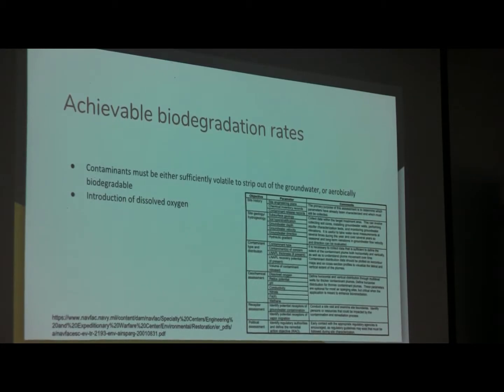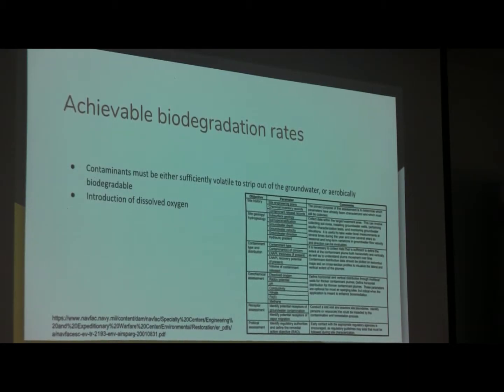And the next one is focusing on the biodegradation rates. This table lists the contaminants that are successfully removed via the air sparging process. In general, for this process to be effective, contaminants must be sufficiently volatile to strip out of the groundwater, and last but not least, aerobically biodegradable. In order to enhance the biodegradation, one can increase groundwater dissolved oxygen concentration, and for the sites that already have DO concentration greater than 2 milligrams per liter, then the system may not be warranted.